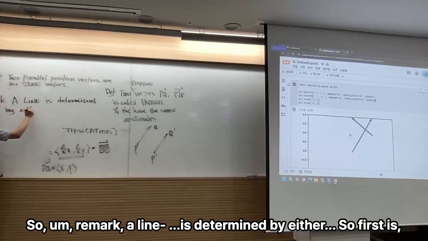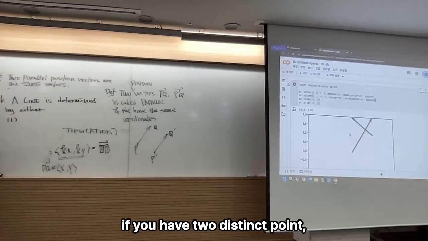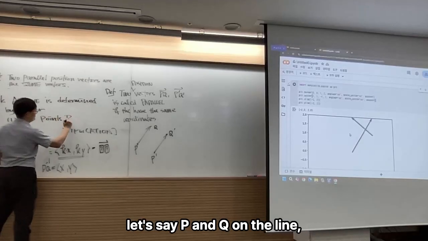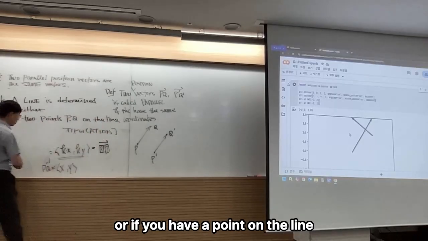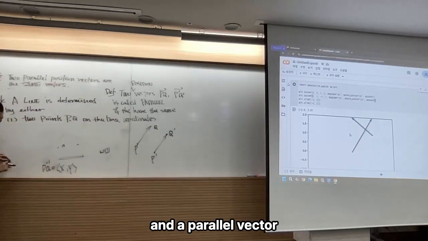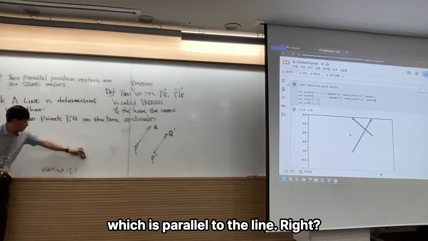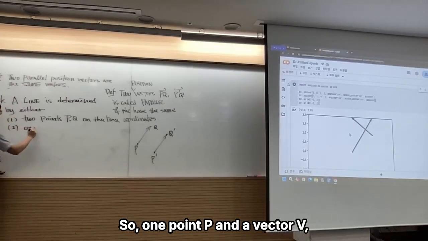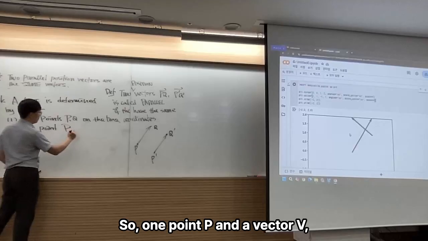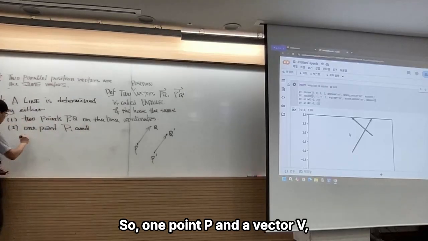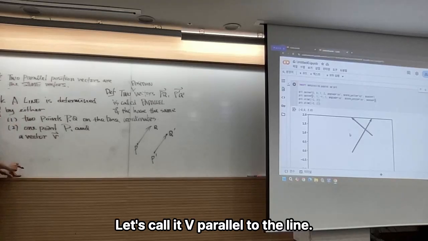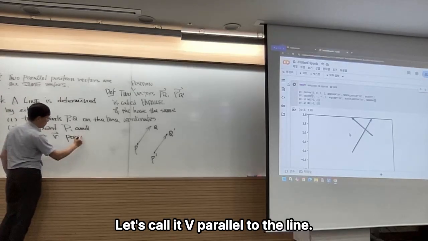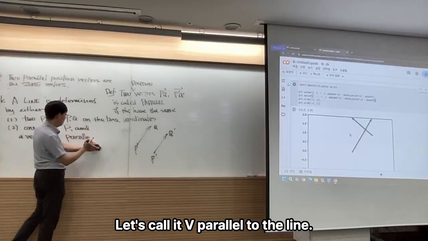by either, so first, if you have two distinct points, let's say P and Q on the line, or if you have a point on the line and a vector parallel to the line, right? So one point P and a vector V, you can call it a position vector if you want, but let's call it V, parallel to the line.